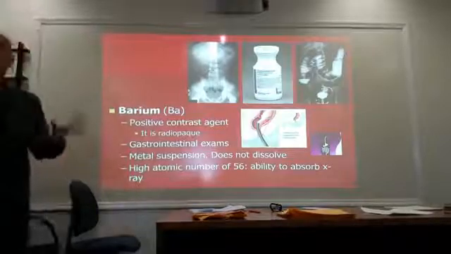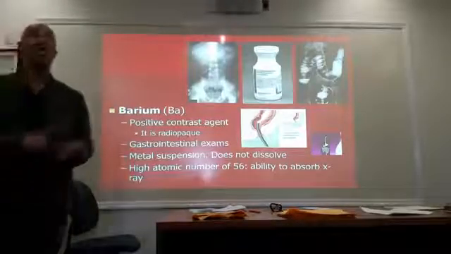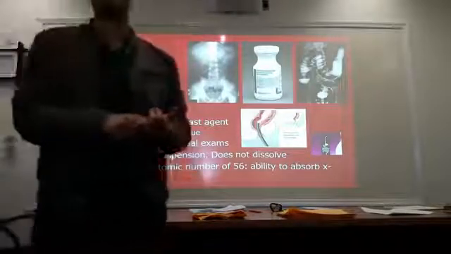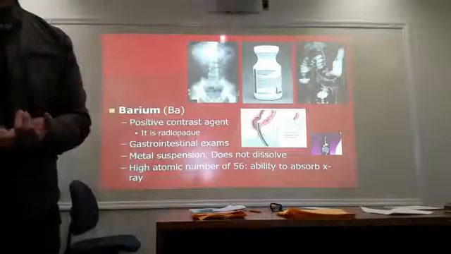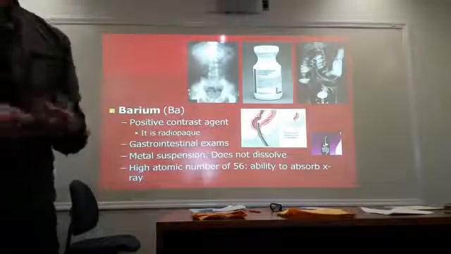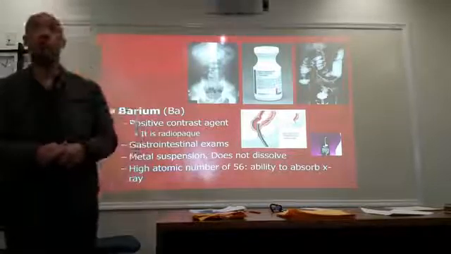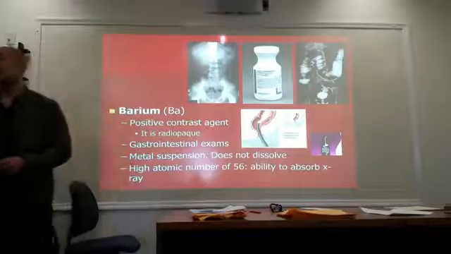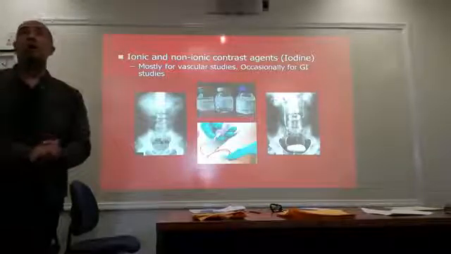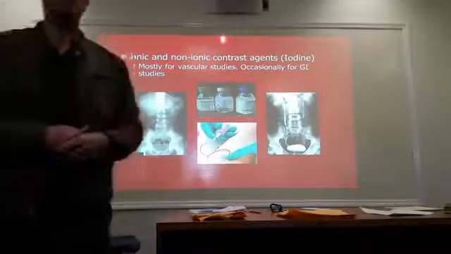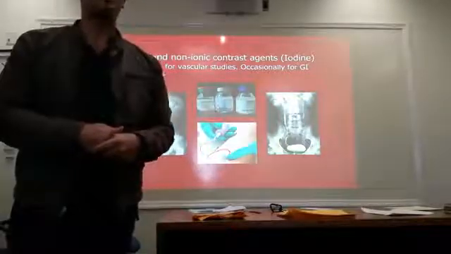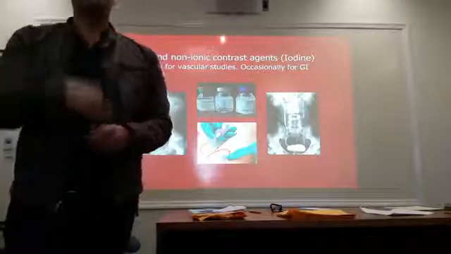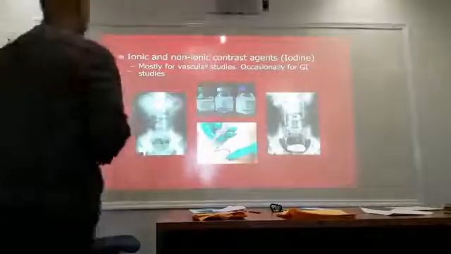Okay, so barium is a metallic suspension. It has a high atomic number of 56. It cannot be absorbed by the body, and you have to evacuate it by going to the bathroom, going number 2. Okay? The other type of contrast that we use is iodinated contrast. When I say iodinated, what's the main component in this contrast? Iodine.